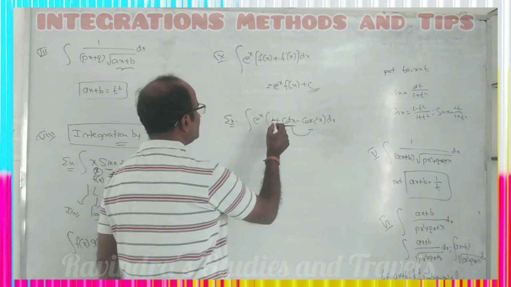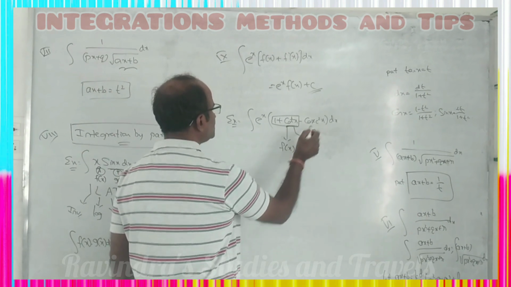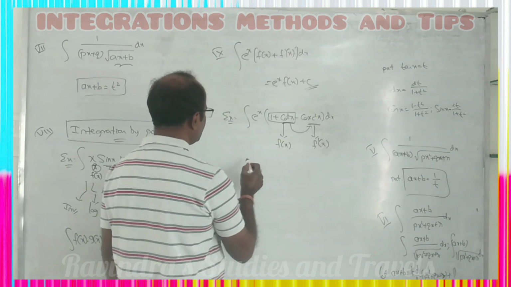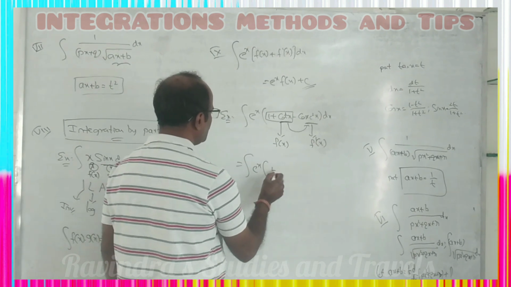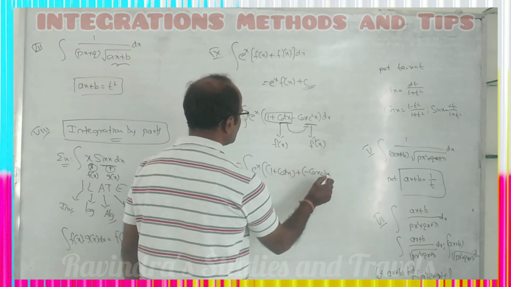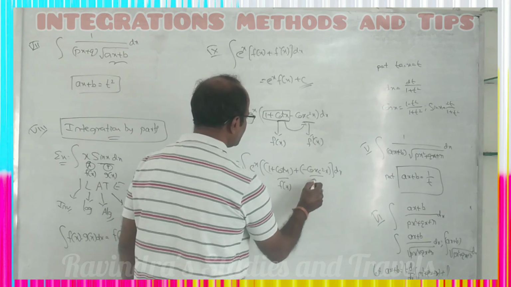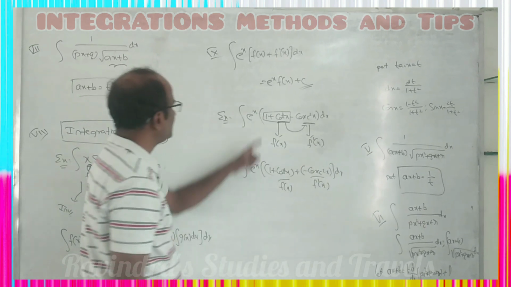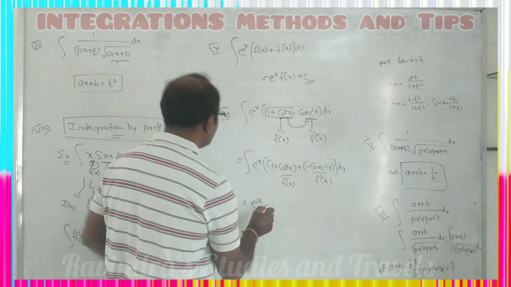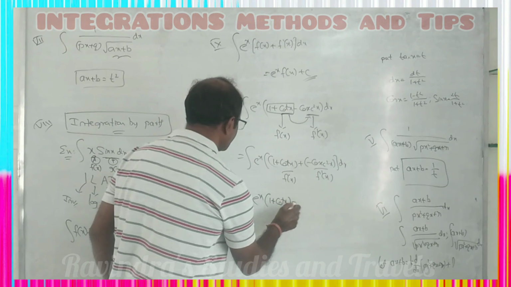So entirely this function can be considered as f of x, whose derivative is this part which is minus cosec square x. So you can write this as e power x into 1 plus cot x plus minus cosec square x dx. Means this is f of x and this one is f dash of x. So this is clearly in this form, e power x into f of x plus f dash of x. So answer e power x into f of x. We are saying f of x is here 1 plus cot x plus c.